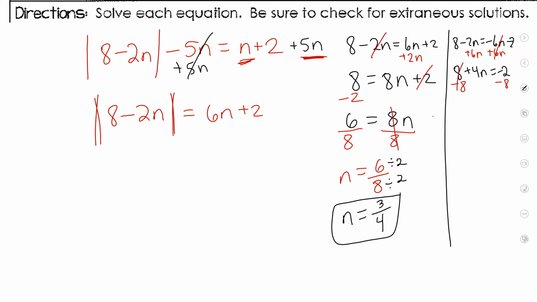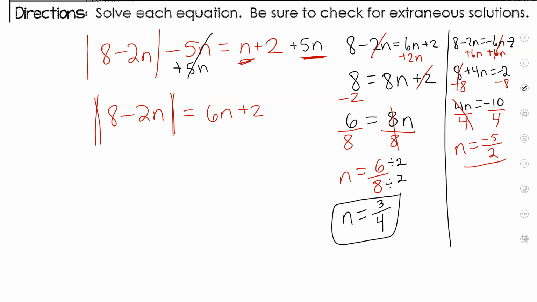So I'll have 4n equals -2 minus 8 is -10. You always divide by the coefficient, the number in front of the variable, which is a 4. So I'm going to divide both sides by 4. Divide this side by 4, divide this side by 4. So I get n equals, let's simplify this. -10 divided by 2 is -5. 4 divided by 2 is 2. So these are my two answers.